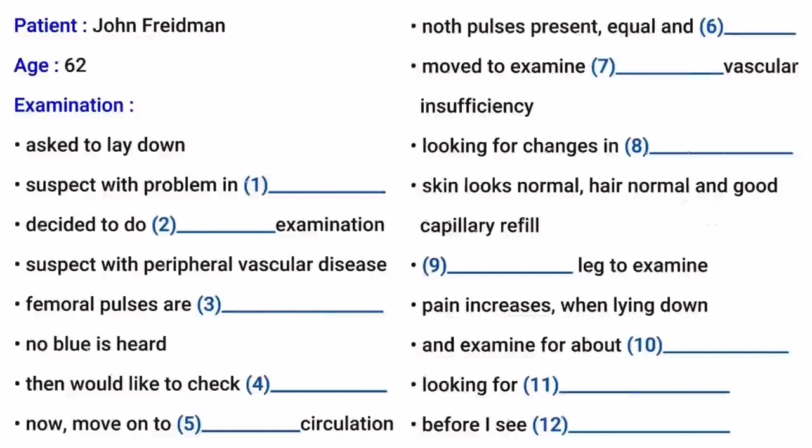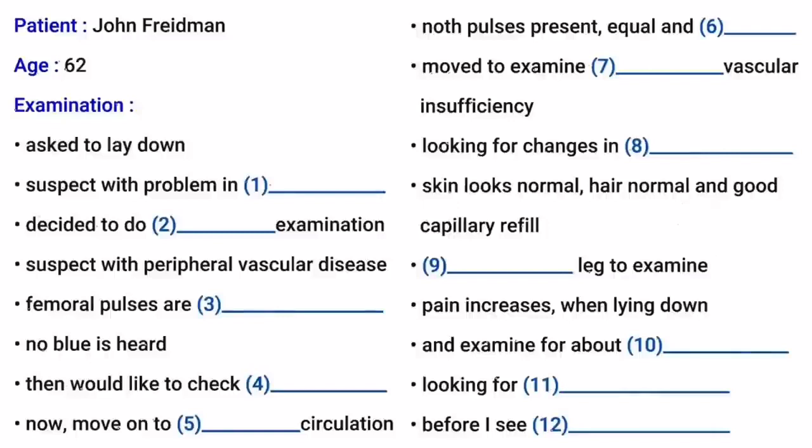I'd now like to proceed to do more of an evaluation of the peripheral circulation, and I will compare both sides. So with your leg nice and straight, I'm assessing for the posterior tibial pulse on both sides, as well as the dorsalis pedis. I feel both pulses present, equal and bilateral.